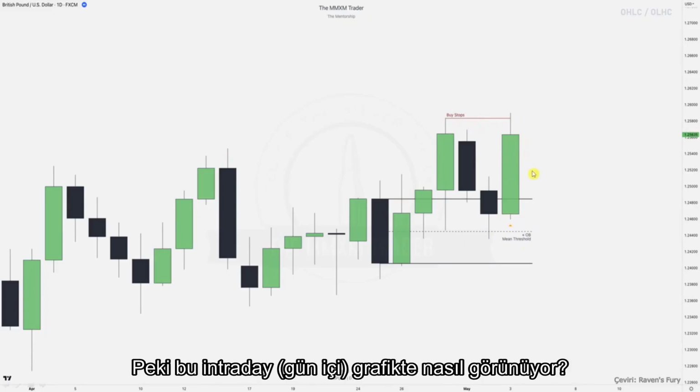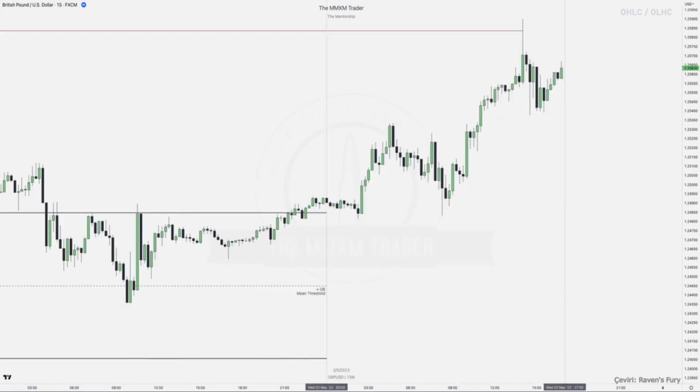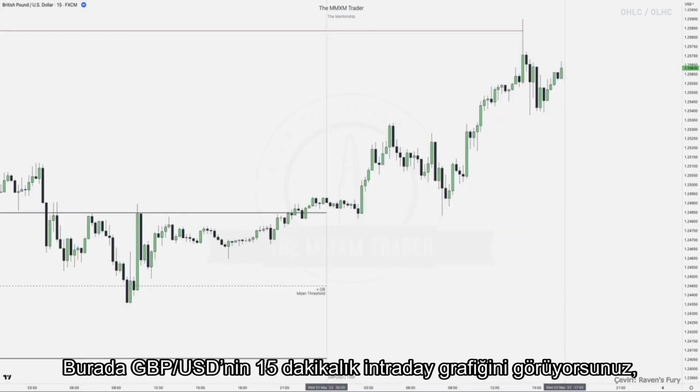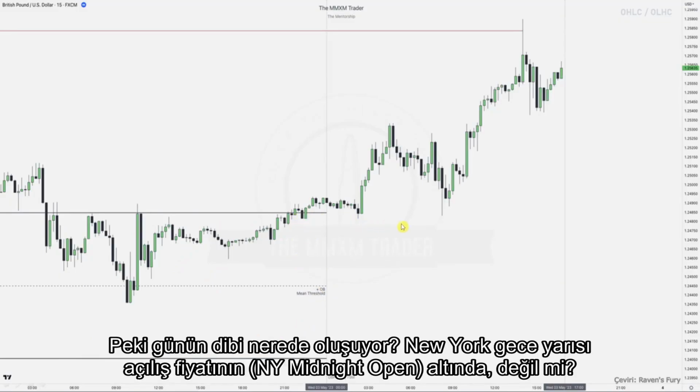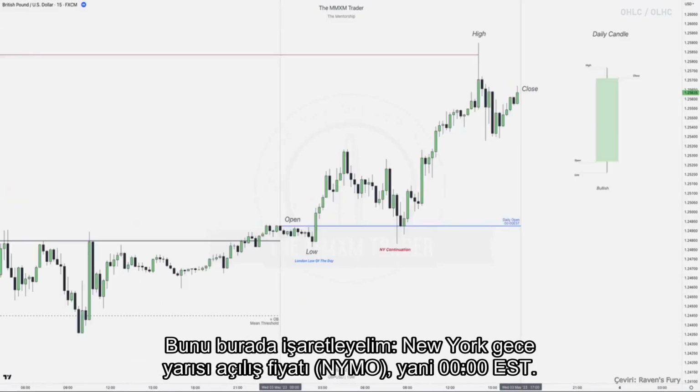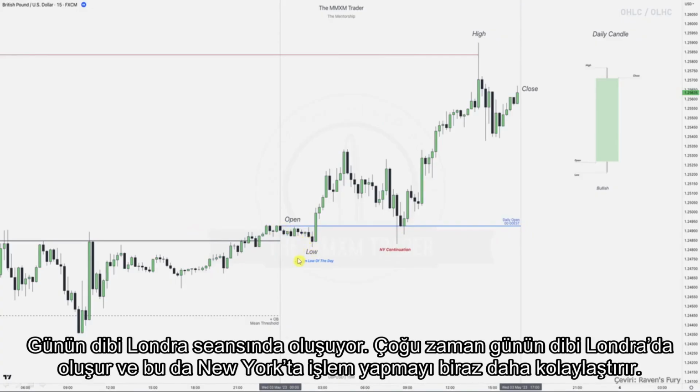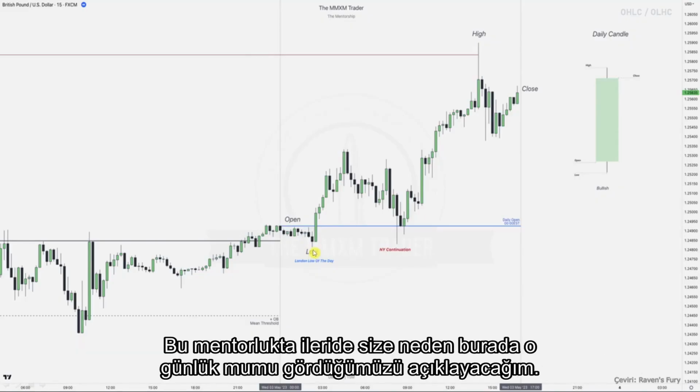But how does that look on an intraday chart? We've got an intraday chart for the British pound and the US dollar, 15-minute chart, right? We've got that higher time frame POI over here, that bullish order block. Now, where do we create the low of the day? Below that New York midnight open price, right? So let's outline that over here. Draw out that New York midnight opening price, 12 a.m. EST, right? Low of the day is being formed down here during London session. A lot of times we form the low of the day during London session, and that makes trading New York a little bit easier, and I will explain later in this mentorship why.